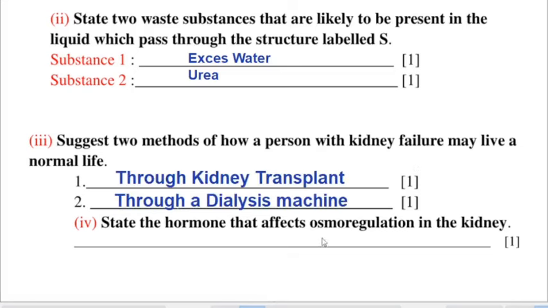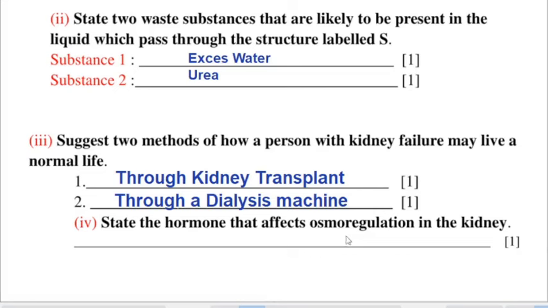State the hormone that affects osmoregulation in the kidney. So we know what osmoregulation is. This is the regulation of water levels in the body fluid. So the water levels, we are talking of water and what? Mineral salts. So the hormone that affects osmoregulation, we have two hormones.